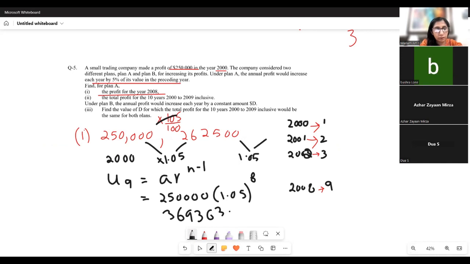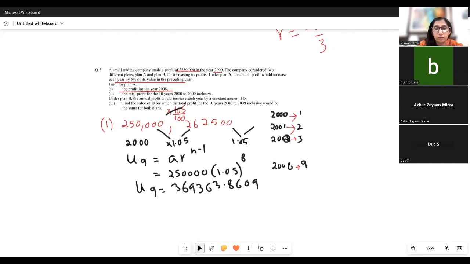369,363.8609. That's correct. All right. So that's the profit in the ninth year. You may round it off to three significant figures, but you must show the exact answer first. So the three significant figure answer would be 369,000.